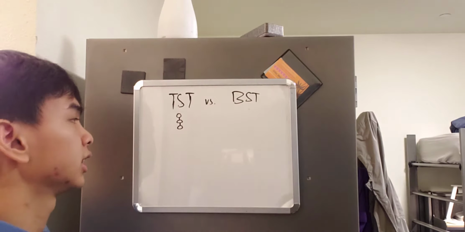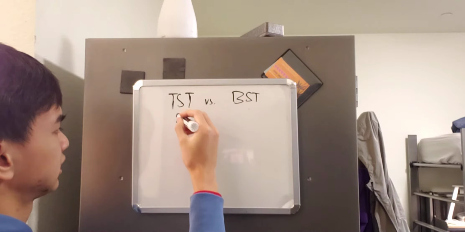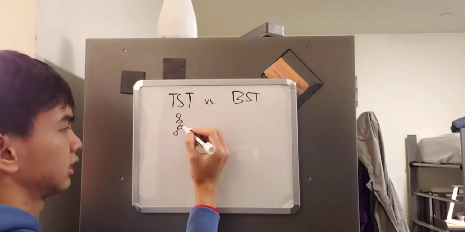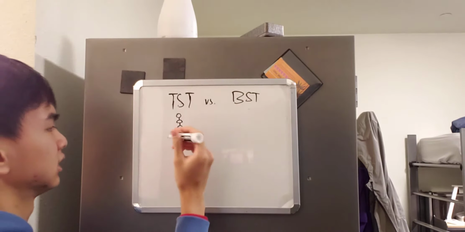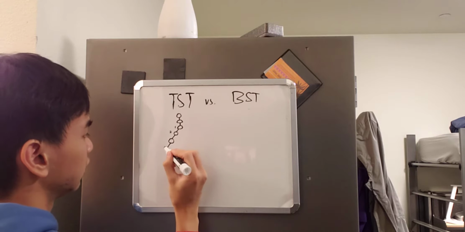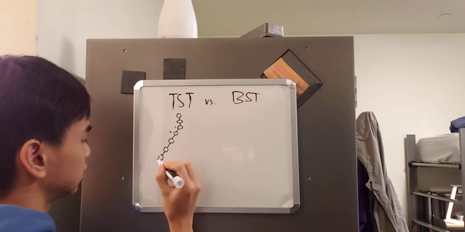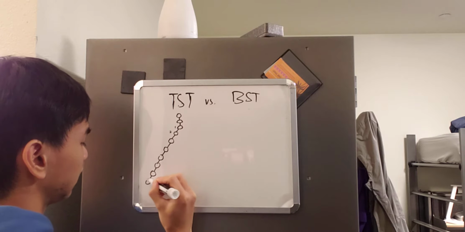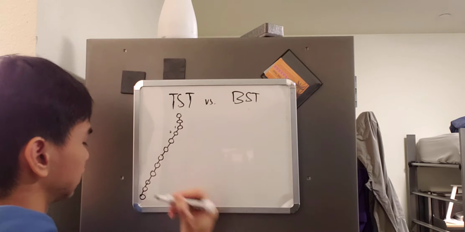And then for the next string, let's just say it has the same characters for the first two, but then the next one is less than here. And what if all of them are less than? So this is the second string, this is the first string, and this would be the third string, fourth string, fifth string, sixth string, seventh string, eighth string, ninth string, and 10th string.